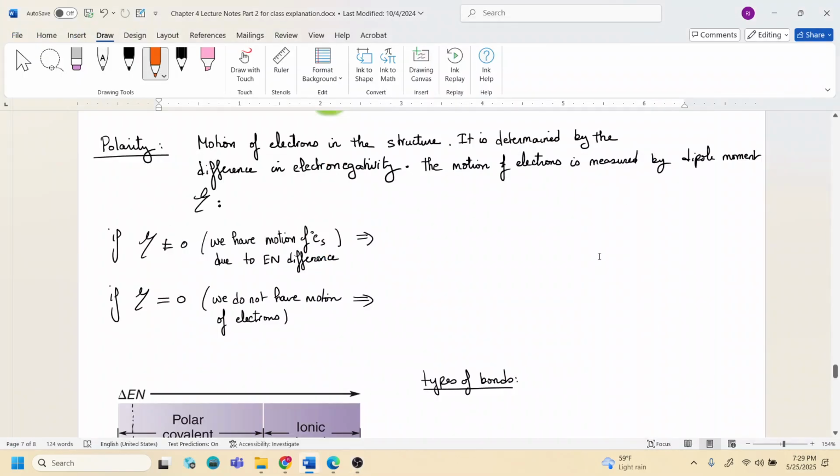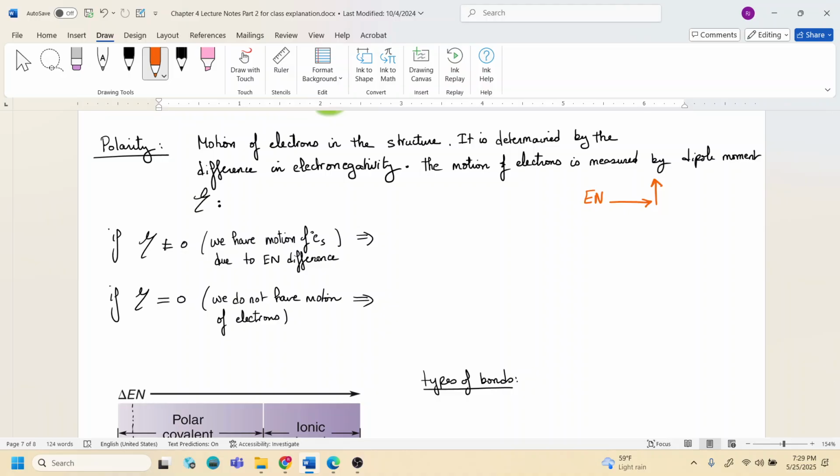The last section in this chapter is polarity, and to determine the polarity, you need to draw the shape. So, what is polarity? Polarity is the motion of the electrons in the structure. It shows you how the electrons are moving in the structure, and it's determined by the electronegativity. As we mentioned earlier, electronegativity increases from left to right in a period and from bottom to top in a group. Okay, you can have your periodic table next to you.